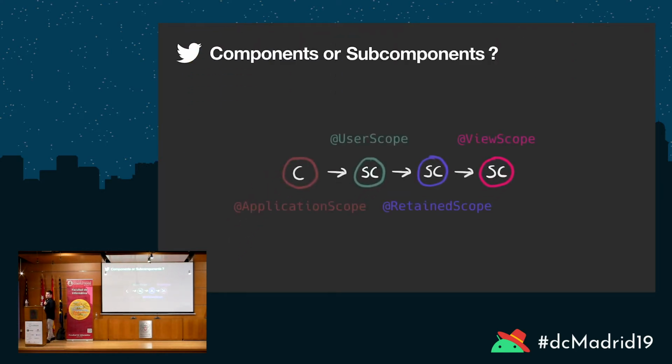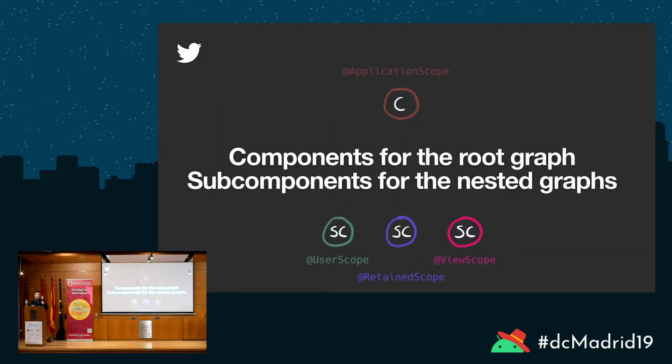And you might be wondering why we chose components for a graph, which is the application scope, and we use subcomponents for the others. With Dagger, you might be wondering about this because there are hidden costs on using subcomponents, like compilation times might be longer, and the control of visibility is an issue as well. But we're going to see more on this later.